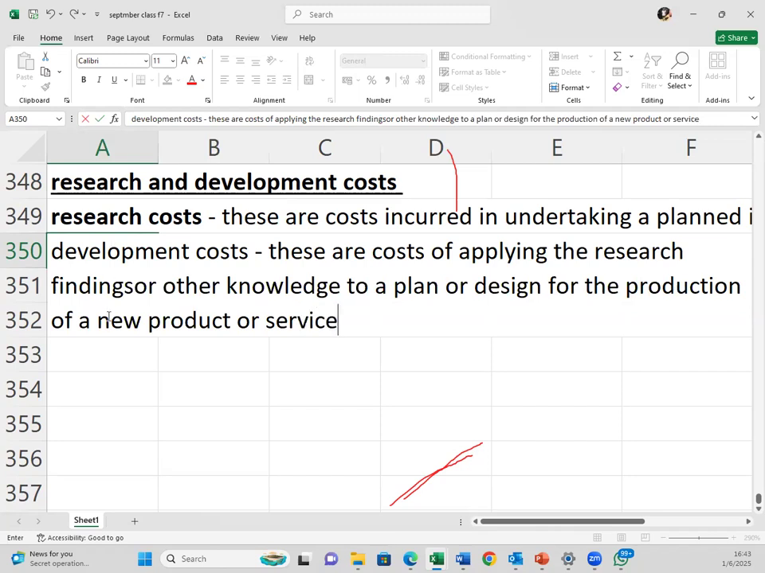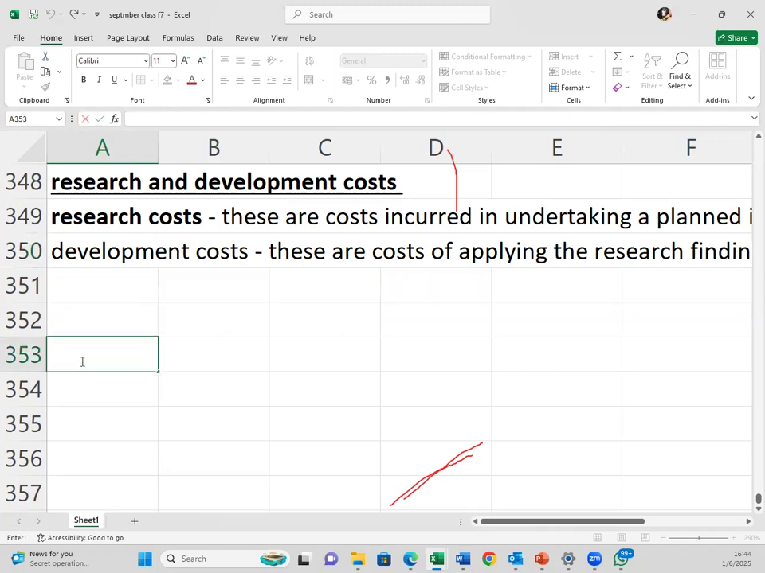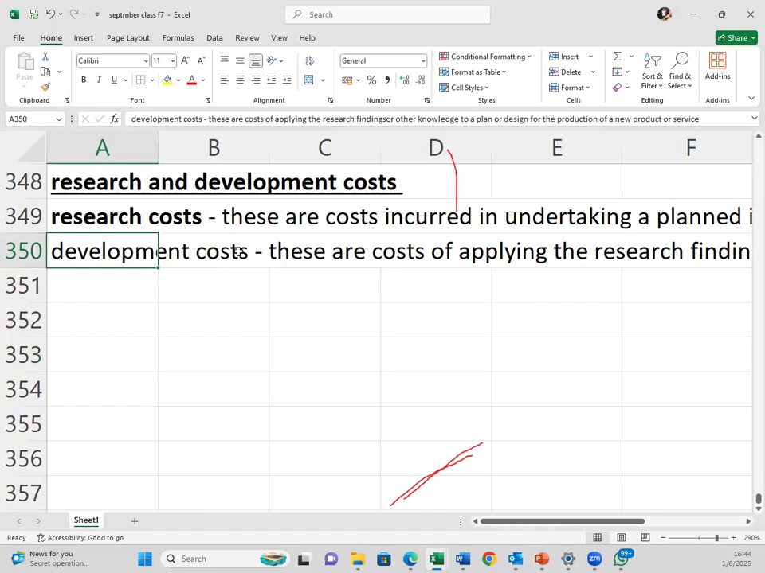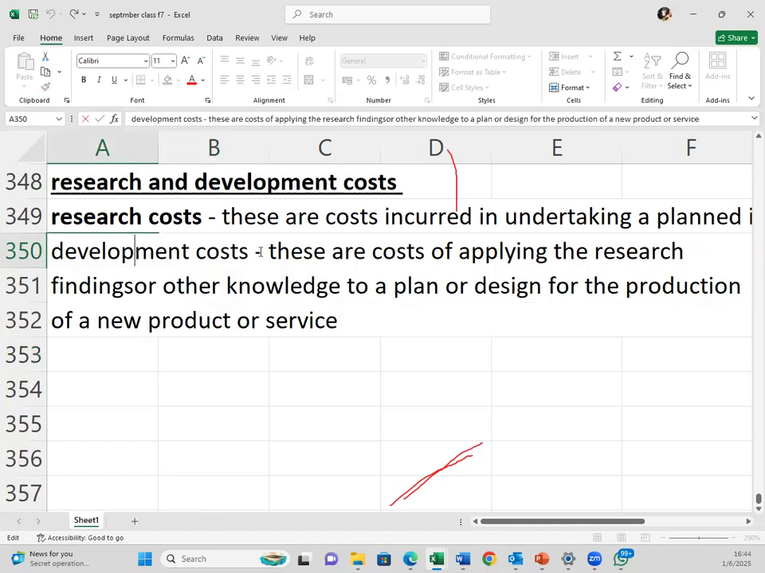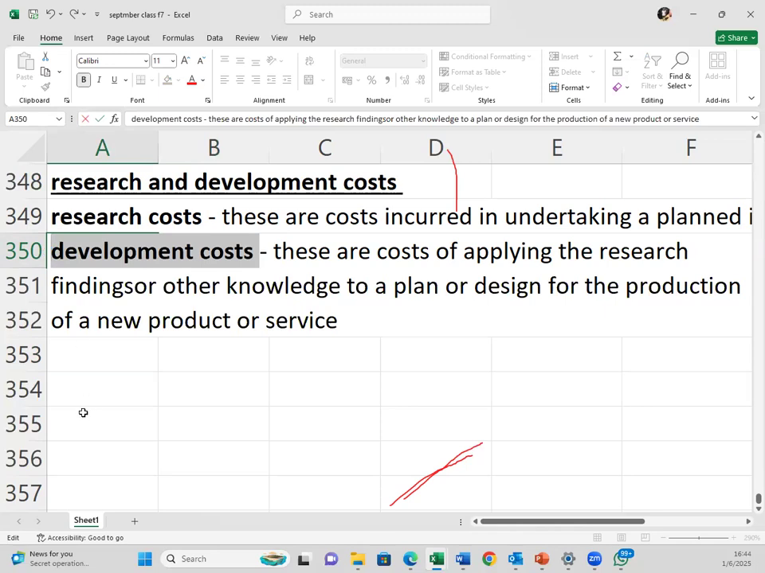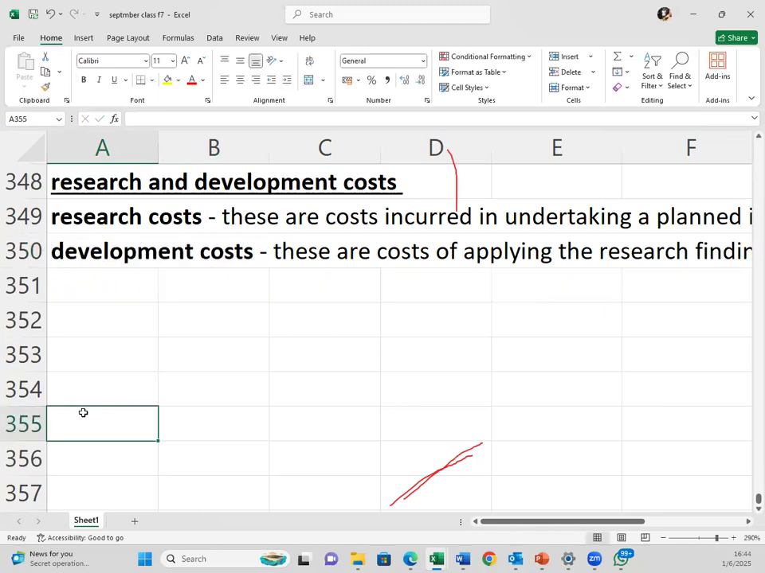So if it is development, it's now applying the research findings. Development is applying the results of research. So what is the big deal?